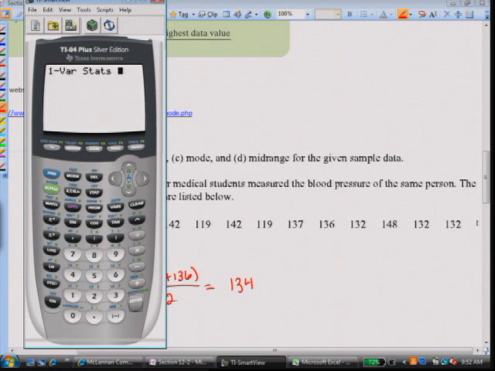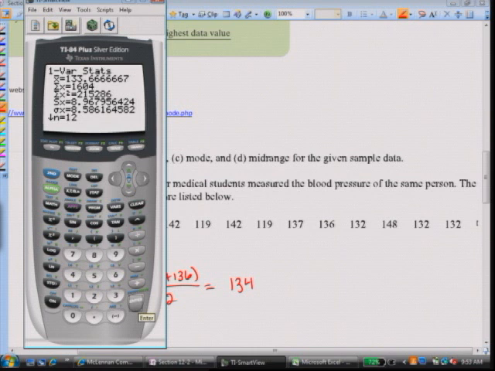Now what you want to do is you want to tell it what column do you want to do the one var stats on. And that's when you tell it, well, I put my data in L1. So notice that L1 is the blue function of the one, it's the second function for the number one. So you have to hit second and then number one. So if you had put your data in L2, you could have said second L2. Does that make sense? And then I hit enter, and I get a bunch of stuff.